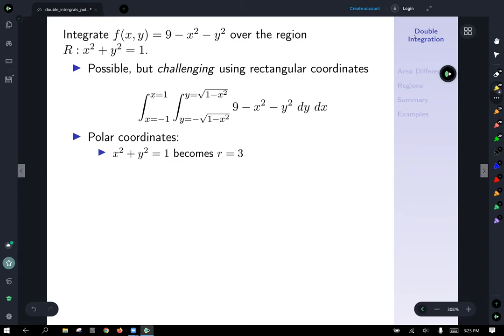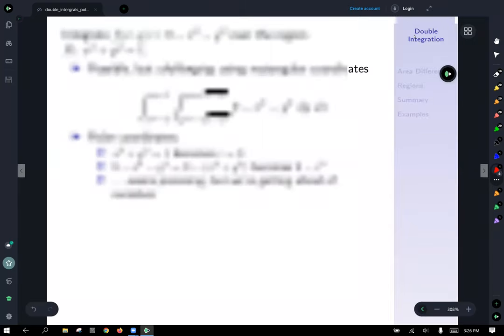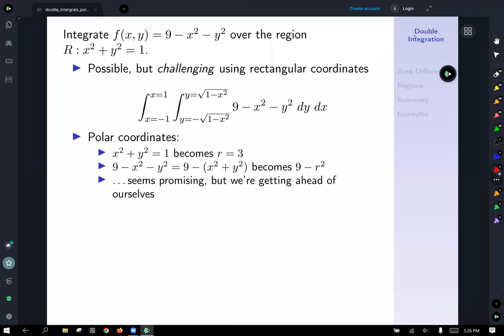Well, x squared plus y squared equals 1 becomes r is equal to definitely not 3. R is definitely equal to 1, right? And then the function 9 minus x squared minus y squared becomes 9 minus r squared. So that seems like it's promising, but we're kind of getting ahead of ourselves a little bit here.